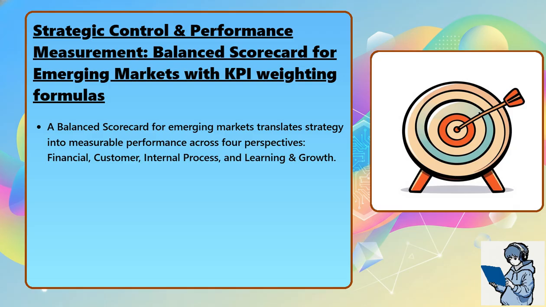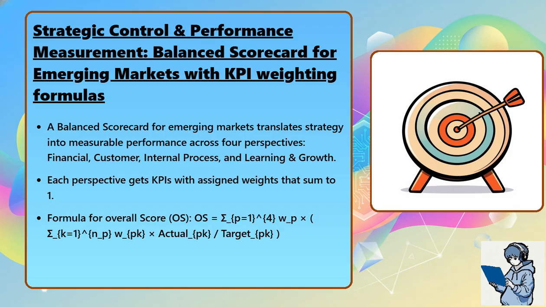A balanced scorecard for emerging markets translates strategy into measurable performance across 4 perspectives: financial, customer, internal process, and learning and growth. Each perspective gets key performance indicators with assigned weights that sum to 1. Overall score equals the sum for P from 1 to 4 of W sub P times the inner sum for K from 1 to N sub P of W sub PK times actual sub PK divided by target sub PK.